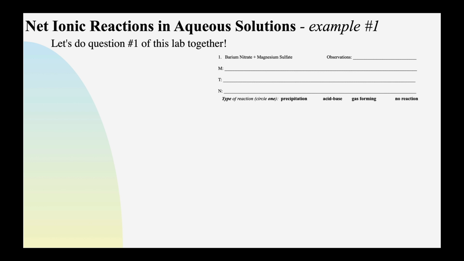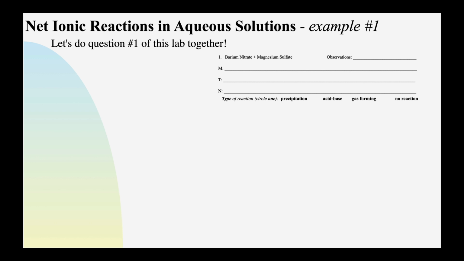M, you can probably see, stands for molecular equation. N is going to be net ionic equation. T is called total ionic equation. It's where, if you want, you can write out the ions. And then finally, you have to circle one of the 4 types of reactions you'll see. Precipitation, acid-base, gas forming we've talked about. We'll talk about the 4th one, no reaction, here in a little bit.